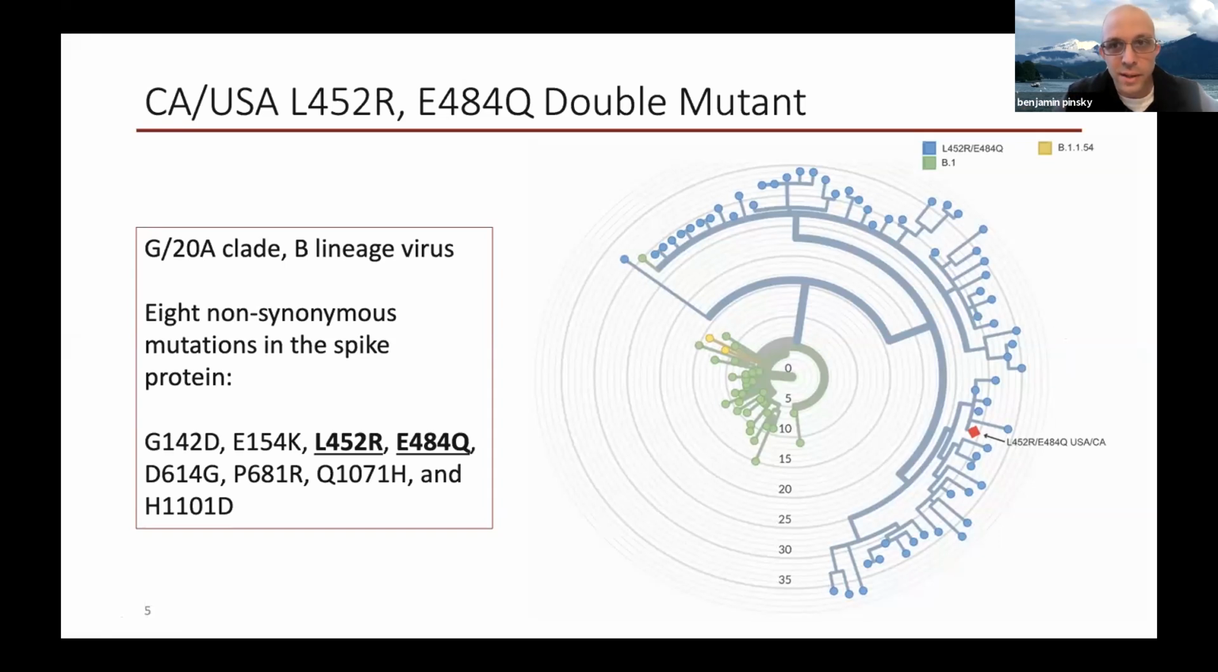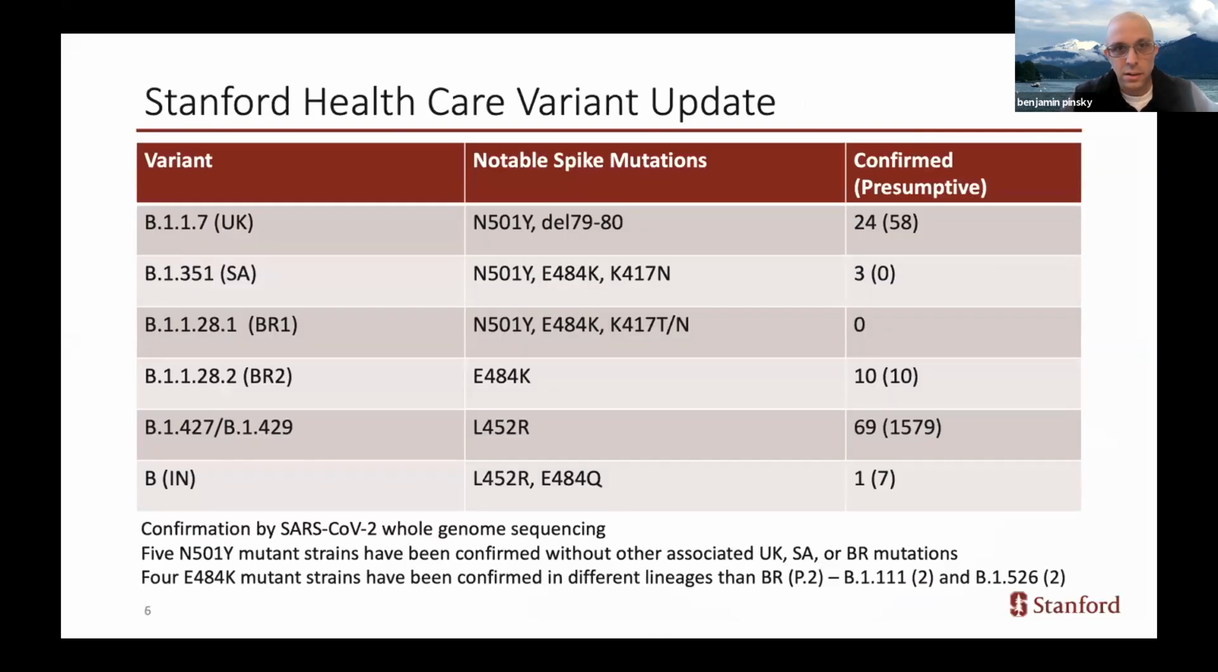Importantly, this strain did not arise from the California variant, even though it contains the same L452R mutation. So we are now detecting this Indian variant in our patient population. We have confirmed 1. There are 7 presumptive that have this unusual PCR curve in the presence of L452R. So this demonstrates the rapid spread of these variants throughout the world. And I believe that these are the first of this Indian variant reported in the United States. So we will keep monitoring this and keep you updated on a weekly basis.